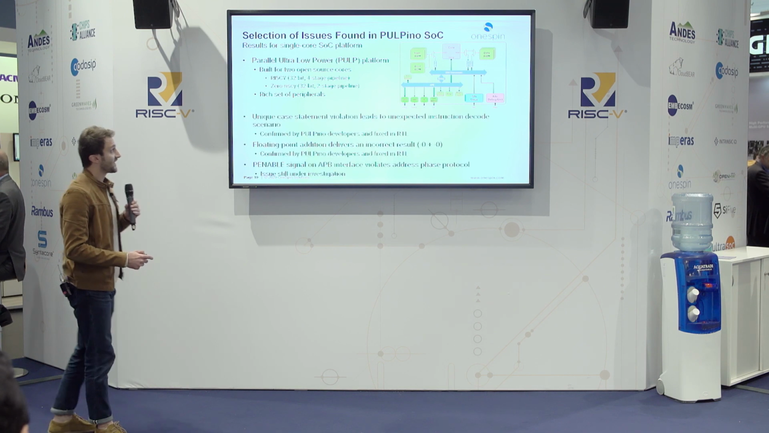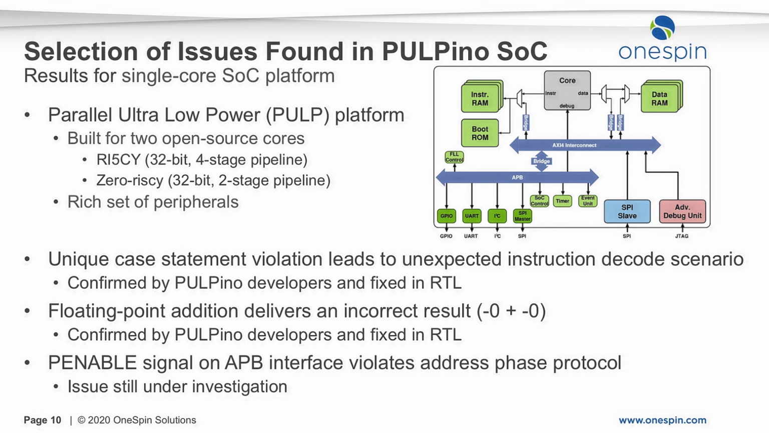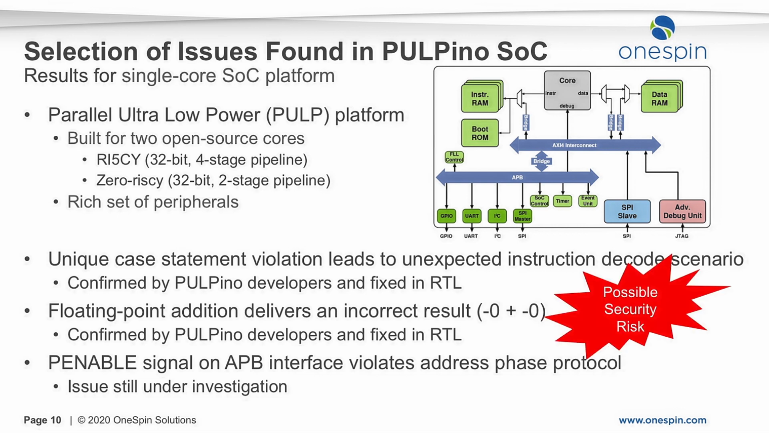As an example of a system on chip that was verified using OneSpin, there is the Pulpino itself, which uses the RISC-V core that we've just talked about. As a system on chip, it has a rich set of peripherals, and we found 3 issues in this system on chip. One of them was a unique case statement violation that leads to unexpected instruction decode, which is a security problem, because it puts the core in a vulnerable state where it could be exploited to do a scenario that you don't want.